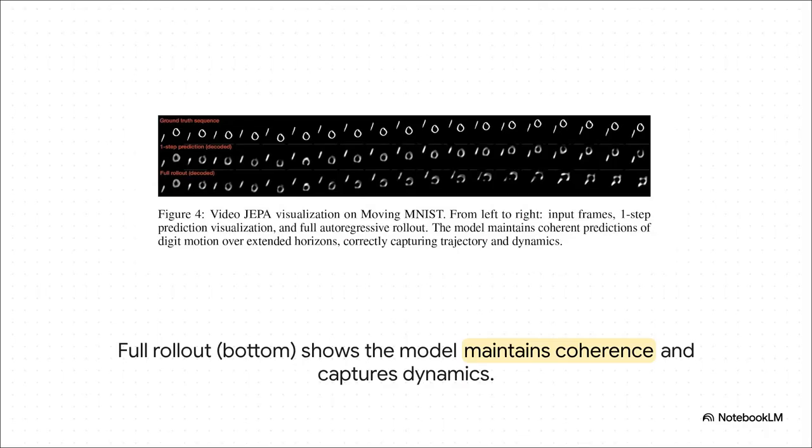And here is the payoff. This is so cool. This is the model predicting a whole sequence of a moving number. The top row is the real video, the ground truth, and the bottom row, that's the model's complete multi-step prediction. It's not just guessing frame by frame. You can see it has actually learned the physics of how that digit moves, and it maintains a smooth, accurate path over a long time.